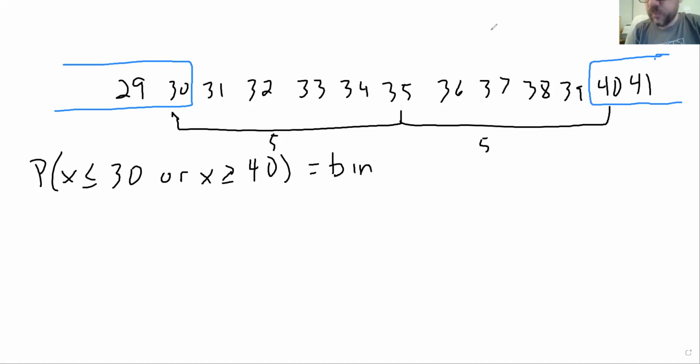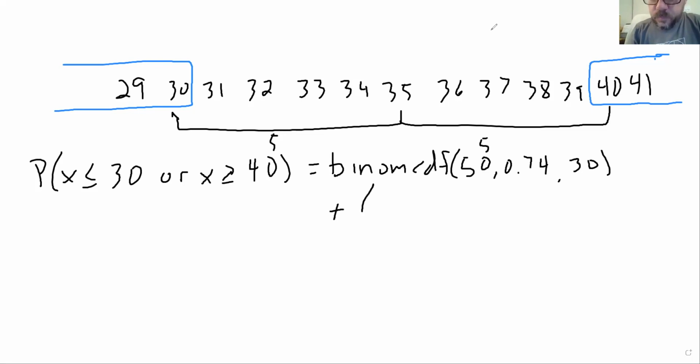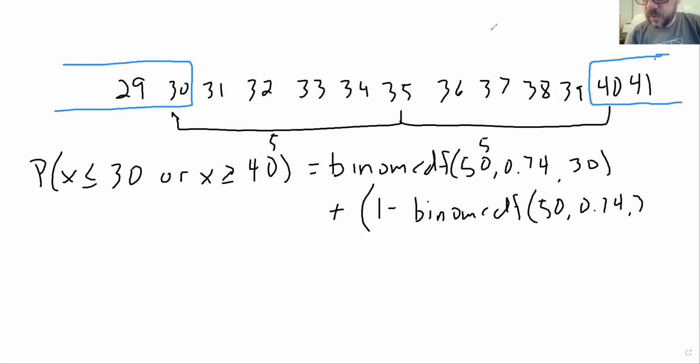So I can write this as binomial CDF, 50, 0.75, and 30, plus 1 minus binomial CDF of 50, 0.74, 39. Right, so this first one is the first blue box, and the second bit is the second blue box.